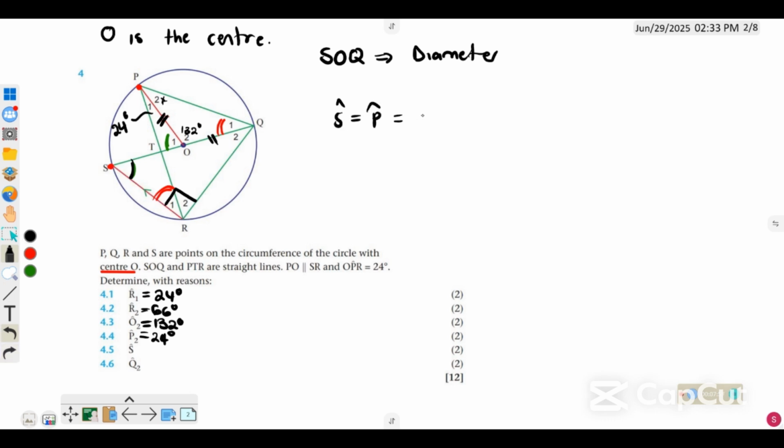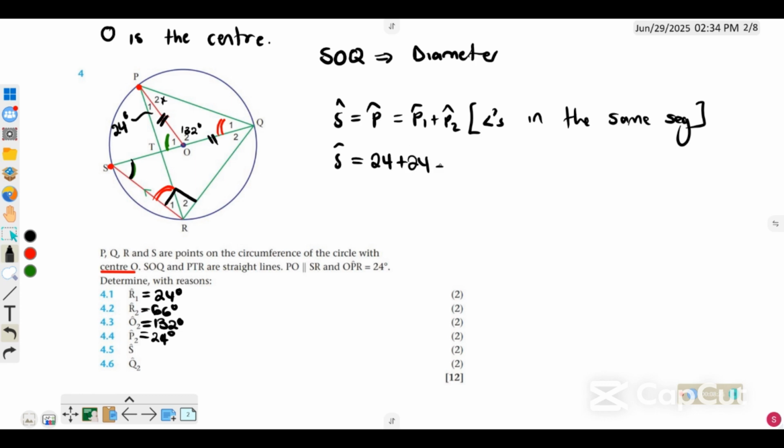But if you look at it, angle P is made up of P1 plus P2. Alright, and what's the reason for this? These are angles in the same segment. Right, like that. So this is angle S, which is equal to, remember we have 24 between those two, is it? Yeah, we got 24 even for that. 24 times 2 plus 132 gives us 180. So angle S is P1, which is 24, plus P2, which is 24, giving us 48 degrees.